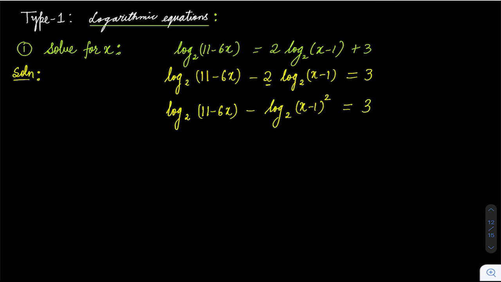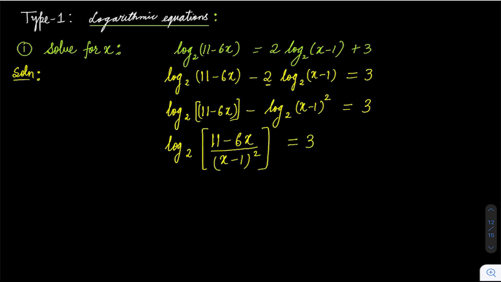So I'm using the inverse. Okay, and then the next thing is, the base is the same, right? The base is 2, and the logs are subtracting. So when logs subtract and the base is the same, you can divide the numbers: 11 minus 6x divided by (x minus 1) whole square. Now you can see I have used two laws here, and it simplifies into one log term. So this is important. I hope everyone understands this. If you are having some problem understanding, pause the video and just think about it for 2 minutes.